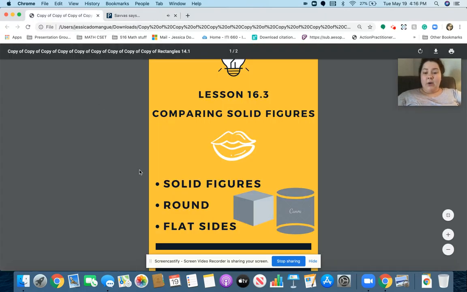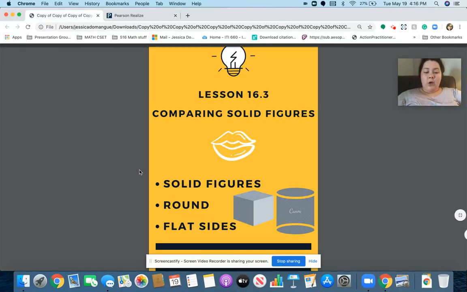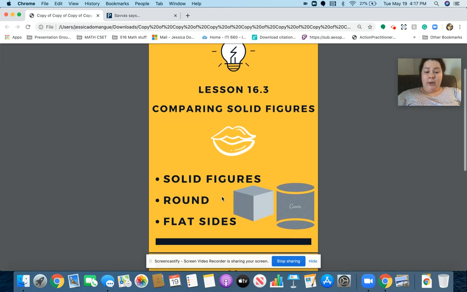So scholars, now when we are looking at our solid figures, we can remember that if they have a round, curvy outside, they can roll. If they have flat sides, they can stack and slide. And sometimes some shapes have both flat and round shapes to them, okay?